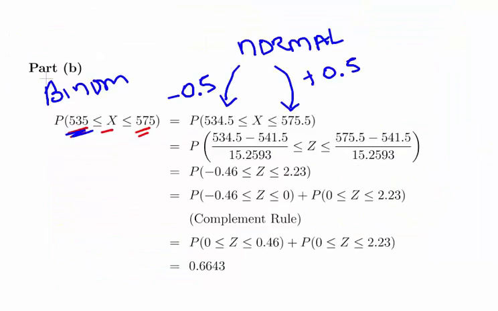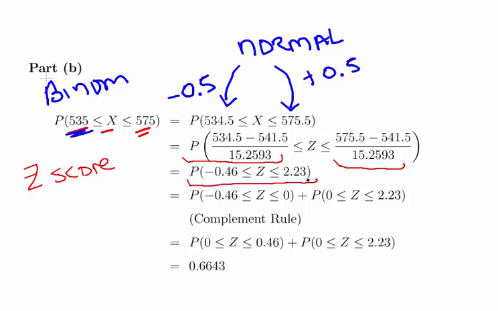So let's go back down. We can split our interval into two and get the z-score of each. So we have this part here, that's the z-score. When we work it out, this is very straightforward normal distribution calculation, which hopefully you should be fairly okay with at this stage. The z-score for the first component, 534.5, should equate to minus 0.46. And 575.5 should equate to a z-score of 2.23.